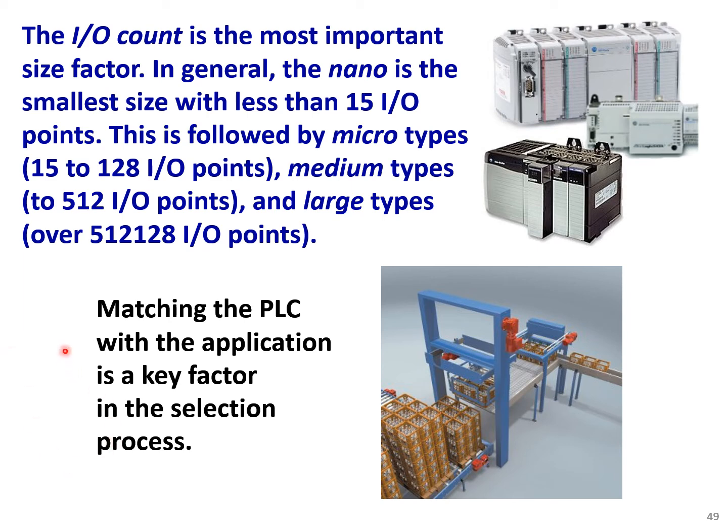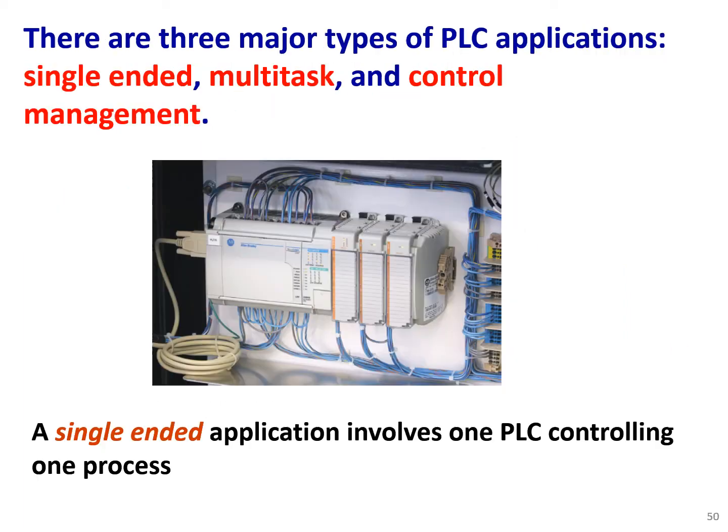Matching the PLC with the application is a key factor in the selection process. So we need to see how many inputs and outputs we have, and then based on that we need to select the size of our PLC, or basically the size of input outputs. Okay, so see if the rack of the PLC could accept enough input output modules which match our application.